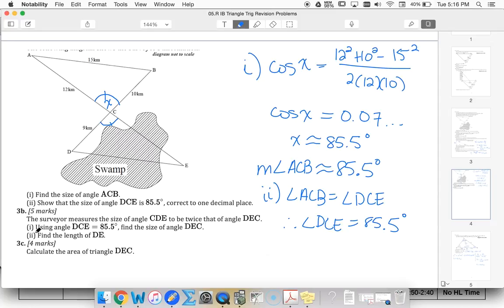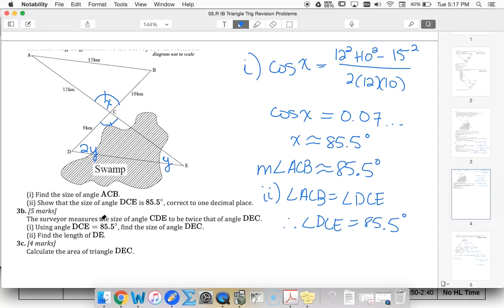All right, surveyor measures the size of angle CDE to be 2 times DEC, so CDE is twice DEC. So this one is twice as big as this one. So if I call this one Y, I'm not going to use X because I've already used X up here. So this one is twice that, 2Y. And of course I know all 3 of my angles are going to add up to make 180.